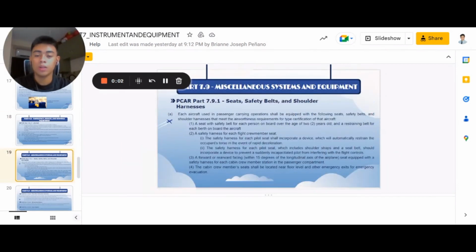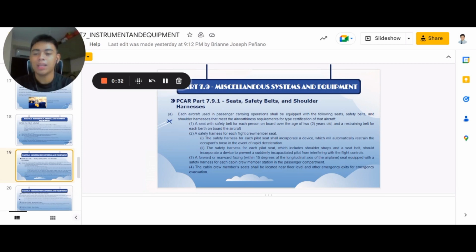The CAR part 7.9.1 talks about seats, safety belts, and shoulder harnesses. Ngayon, ano nga ba itong mga bagay na to? Basically, ito yung mga kinakabit natin sa katawan natin before an airplane lands and whenever an airplane is about to take off. Ito yung tinuturo ng mga flight attendant, no? Bago mag-take off ang aeroplano, yung parang may kinakabit-kabit pa silang ganun. Ngayon, napaka-importante na itong mga bagay na to since kapag wala to sa loob ng aeroplano, kakalas tayo basically pag nag-landing siya or nag-take off.